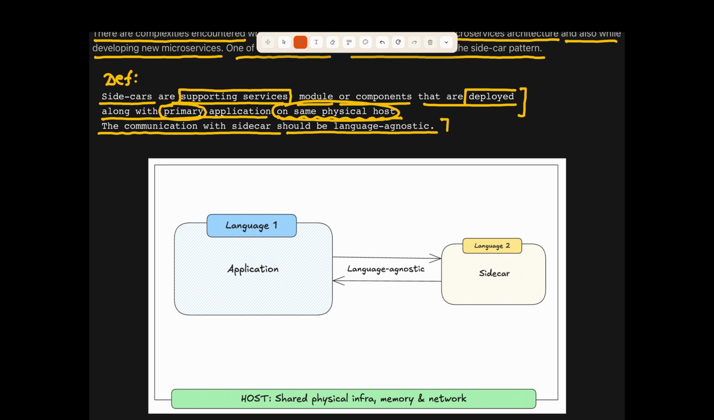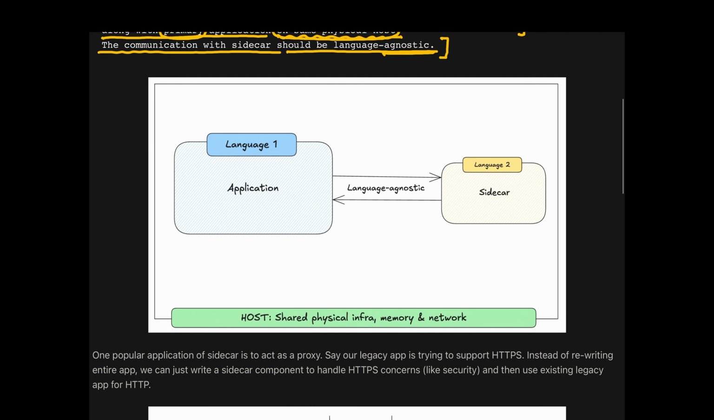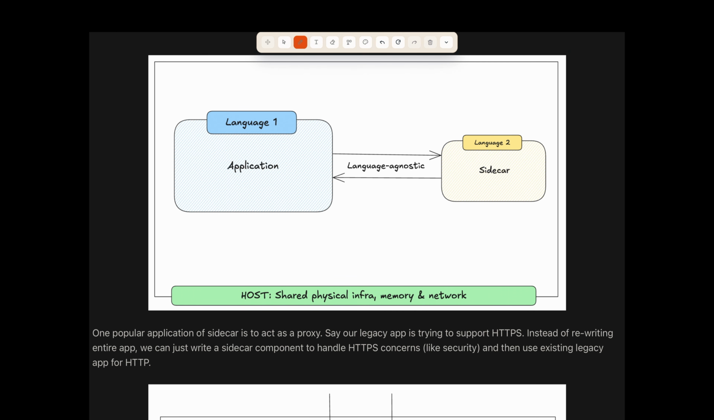The second is that it does not matter in which language the main application is written and in which language the sidecar is written. The communication between a sidecar and the primary or the main application is language agnostic. Agnostic means irrespective of what languages, let's say Python or Java or C++ they are written in, they will be able to communicate seamlessly. Let's take the example. So let's say we have a main application which is written in language one, let's say Java. And we have a sidecar which is, let's say, written in C++.